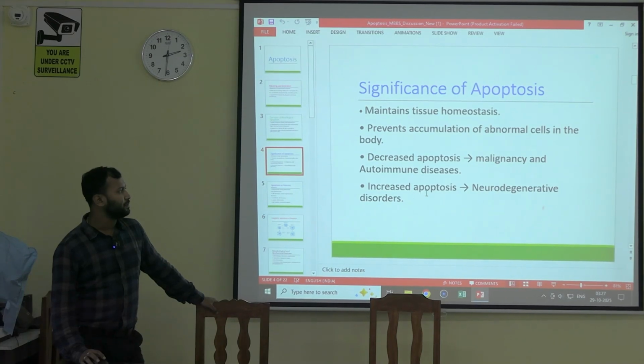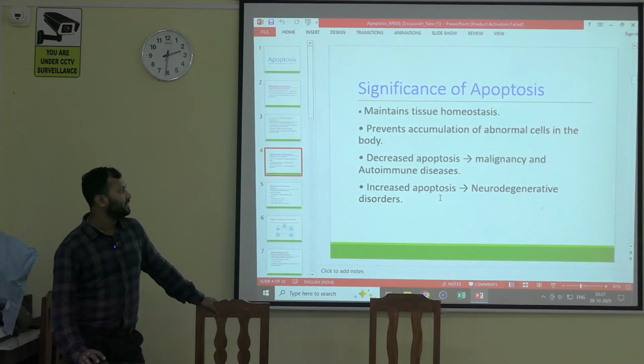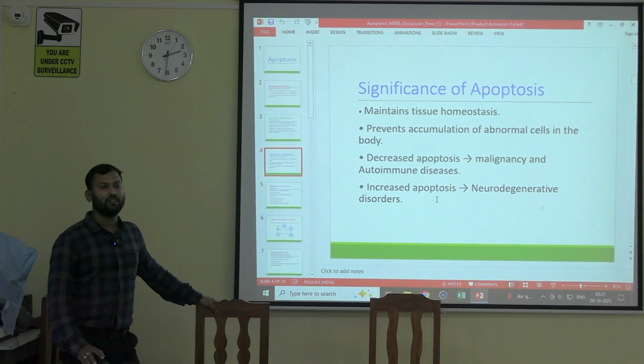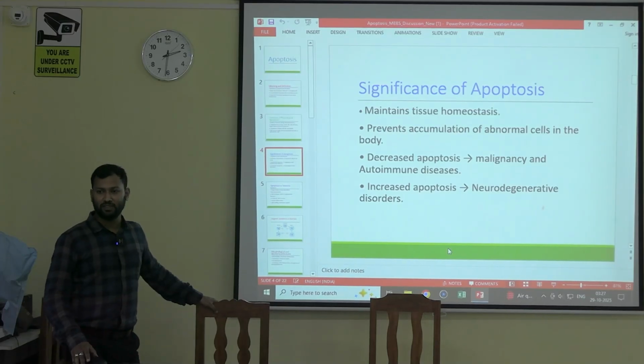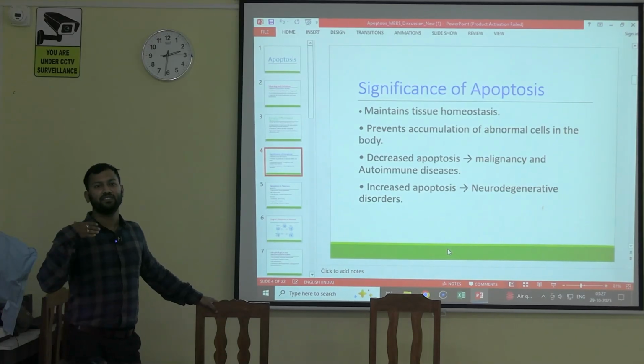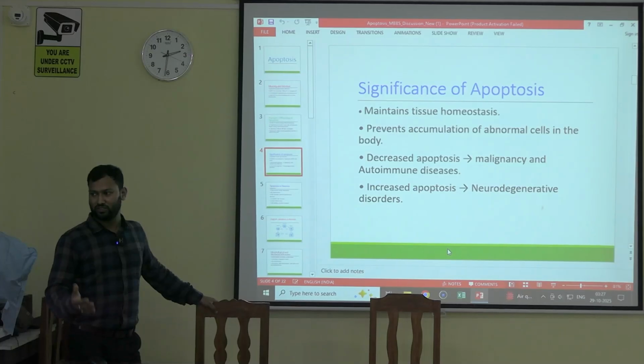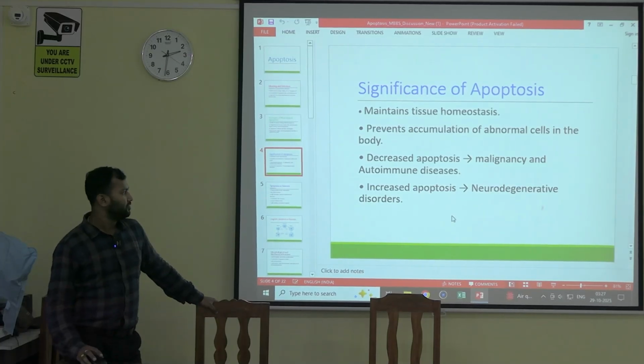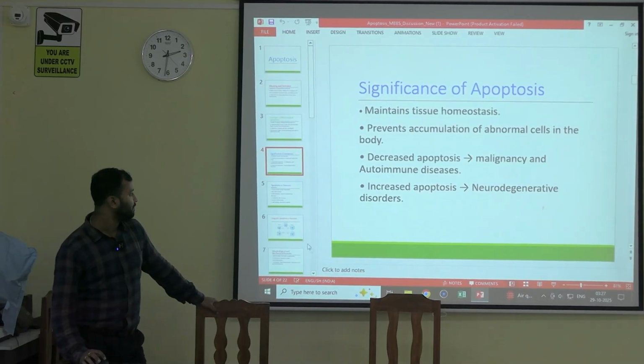And if there is increased apoptosis than the normal rate, there will be neurodegenerative disorders. I already gave you an example that during CNS development, there is destruction of the neurons due to apoptosis. So if this destruction increases beyond the control of the body, obviously there will be degeneration of the neurons and the CNS will be affected. So these are the neurodegenerative disorders.